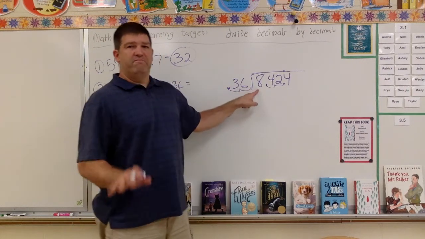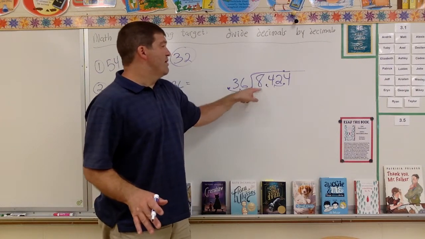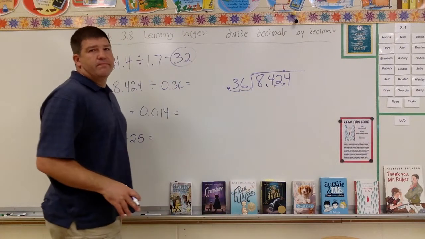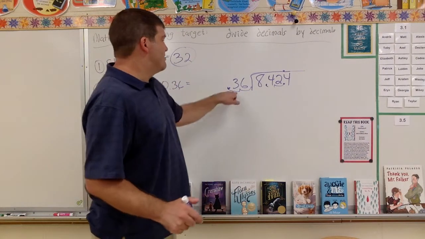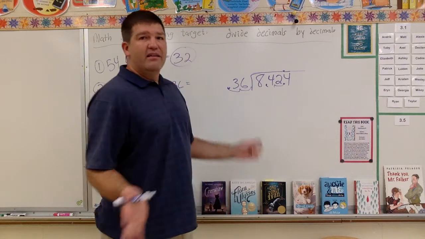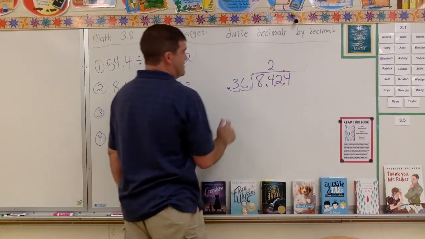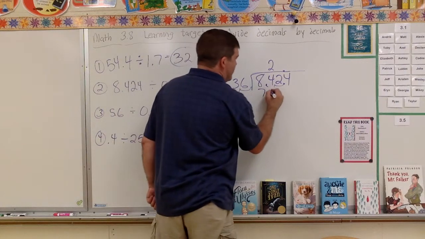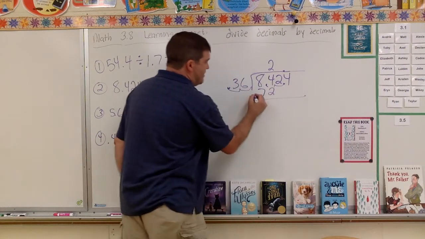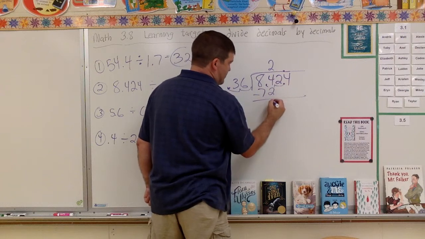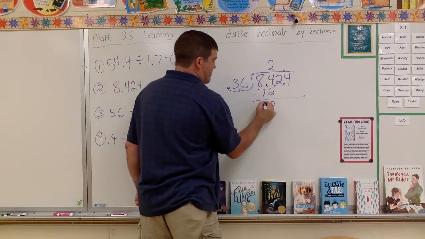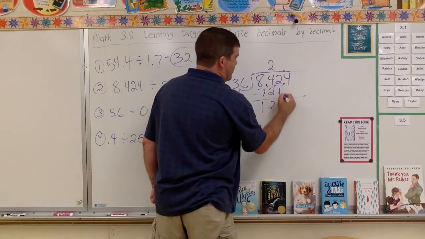36 goes into 8. Doesn't go into 8. But I bet it goes into 84. How many times? I'd say 2, because 30 times 3 is 90, and that seems like that would be too much. So 2 times 36 is 72. I subtract it out. 4 minus 2 is 2. 8 minus 7 is 1. And I bring down my 2.